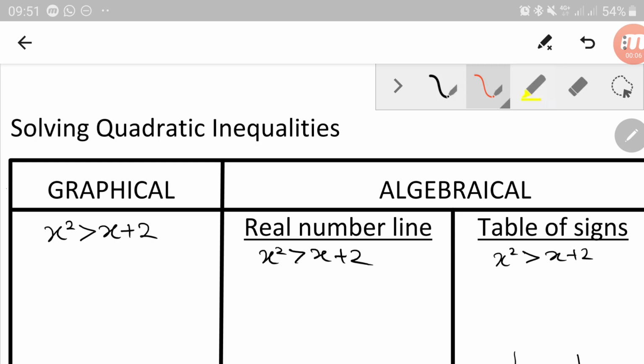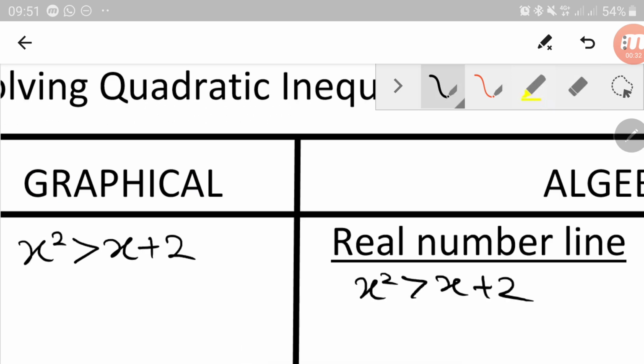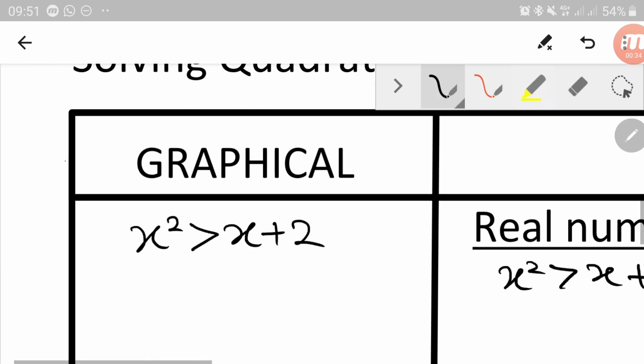In this video, we will discuss how to solve quadratic inequalities. There are three ways of solving quadratic inequalities. First, we can solve it graphically, or by using a real number line, or by using a table of signs. So let's get started.